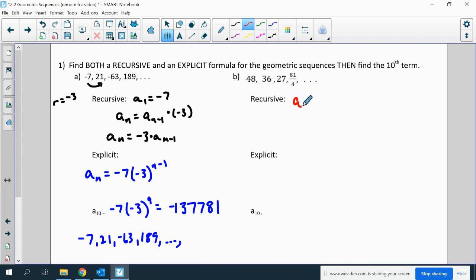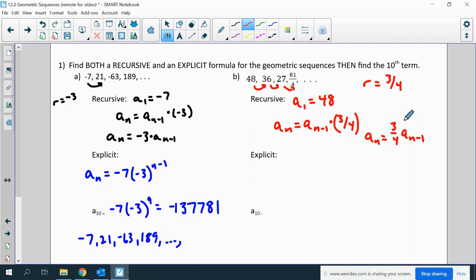This one would recursively be defined as a sub 1 equals 48, and then a sub n is equal to the previous term times whatever my common ratio is. It looks like my common ratio is 3/4, because if I multiply all of these things by 3/4, I end up getting the next one. So this would be a sub n equals 3/4 times the previous term. Explicitly, I could define this as a sub n equals whatever my first term is, which is 48, times 3/4 to the n minus 1.